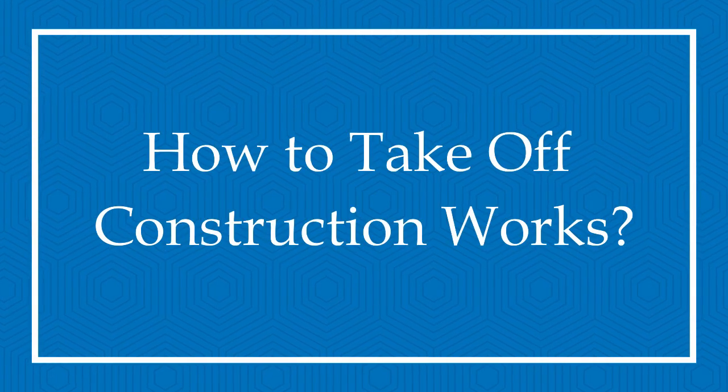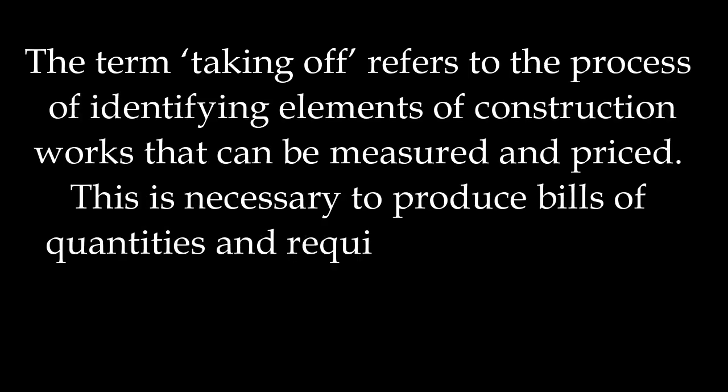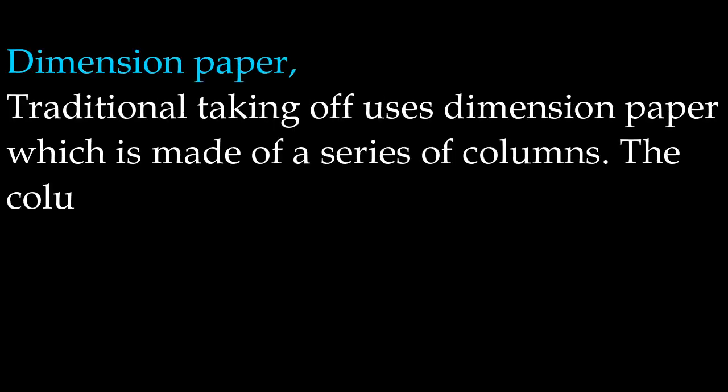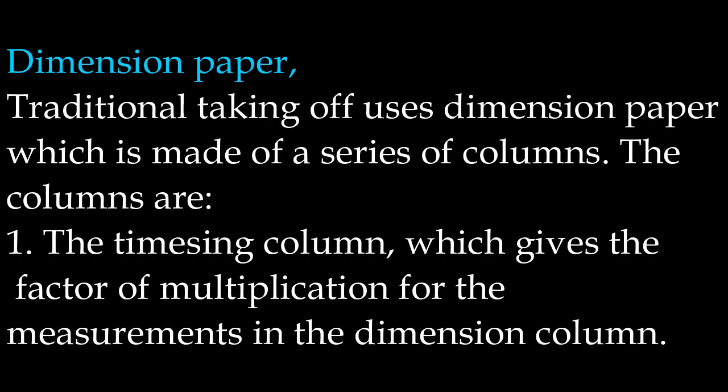How to take off construction works. The term taking off refers to the process of identifying elements of construction works that can be measured and priced. This is necessary to produce bills of quantities and requires that the design is complete and a specification has been prepared. Dimension paper. Traditional taking off uses dimension paper which is made of a series of columns.